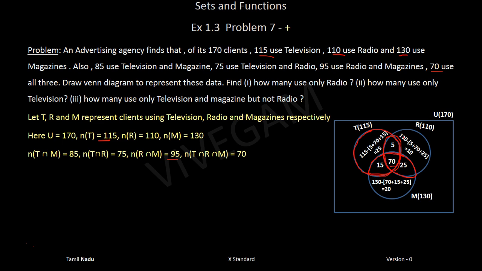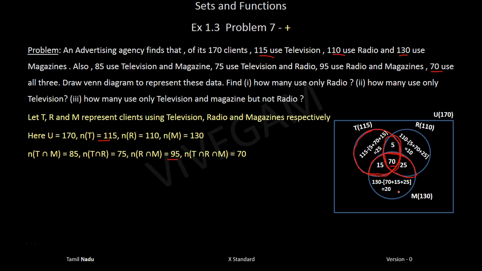That is 25. Similarly, this area of R will be the total R. Total R is 115 minus all these intersection areas 5, 70 and 25. So that is 75, 80 and 100, right? So 110 minus 100, that is 10.